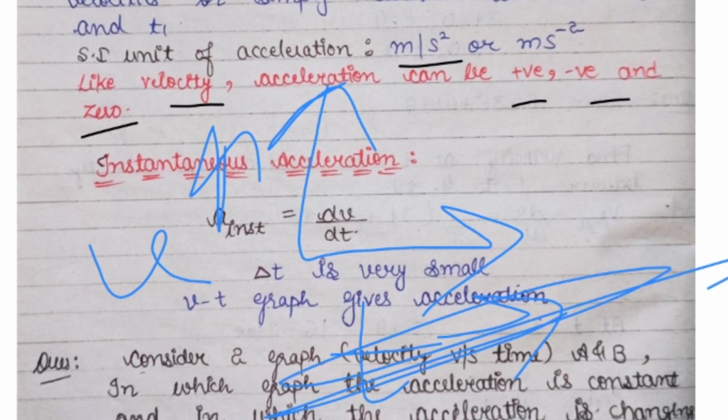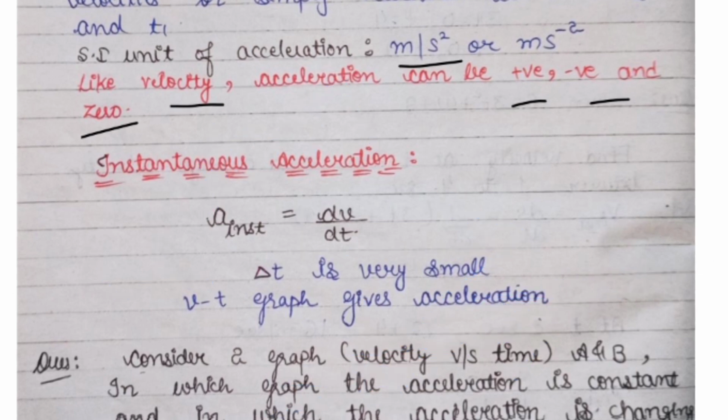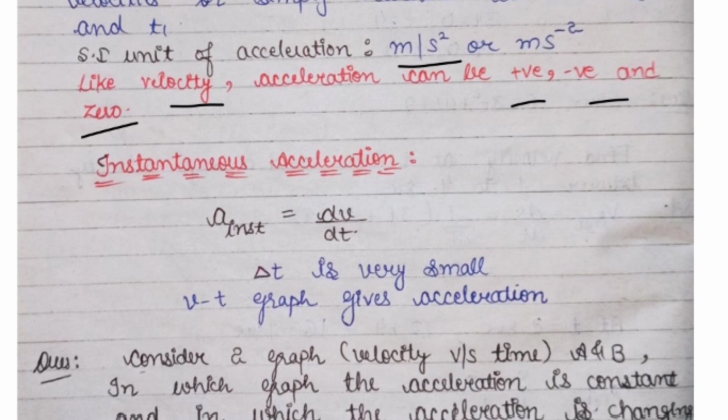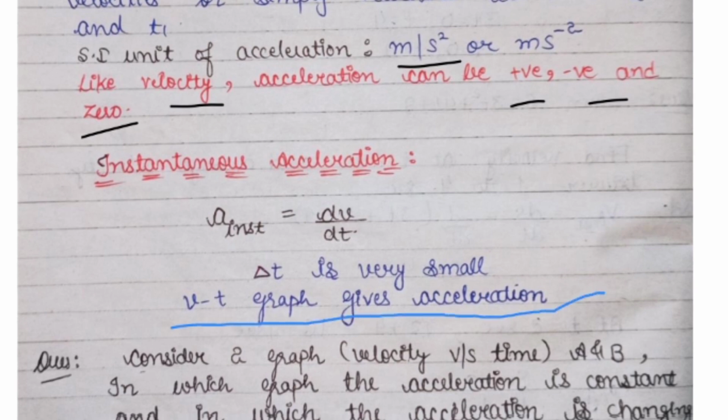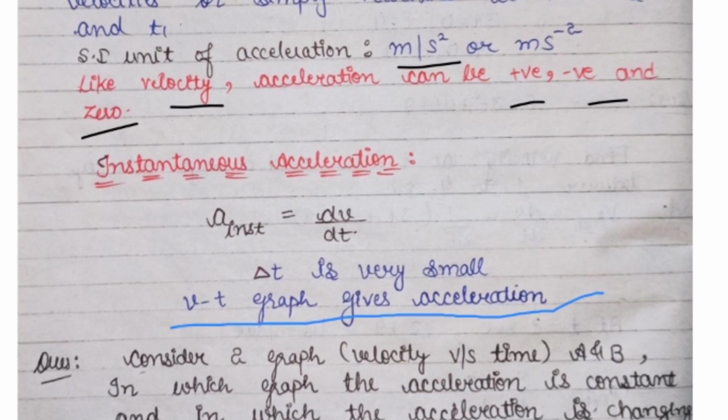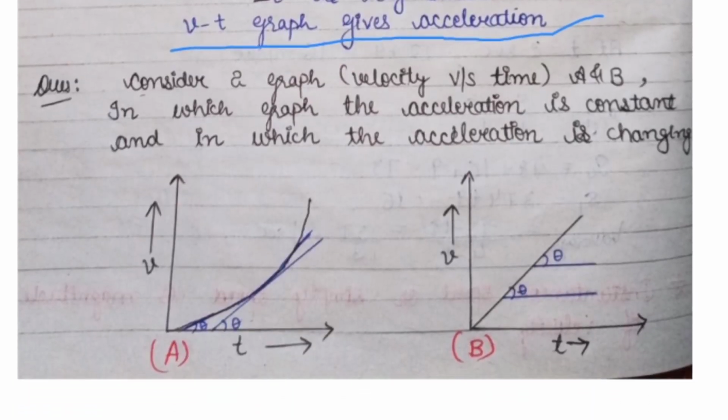The most important point of this video is velocity time graph. This velocity time graph gives acceleration. Okay. Now let us consider two graphs. These are velocity time graphs, so it means they are representing what? Very good. They are representing acceleration.